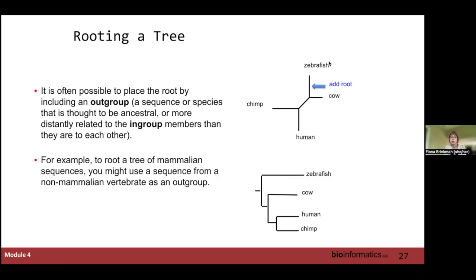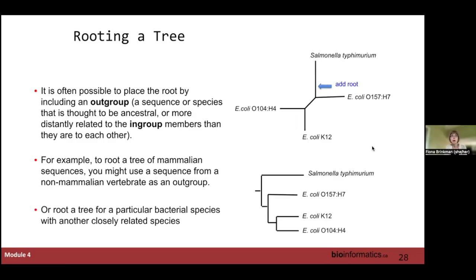So for example, you can take this tree that's unrooted, where you don't know the order, and say, okay, I'm going to add an outgroup, basically a species that we're pretty sure is ancestral to everything else. For example, if you're looking at some mammals, you might use a sequence from a non-mammal vertebrate like a zebrafish as an outgroup. You know that zebrafish diverged before these mammals, so you root it, put that at the base of the tree, and draw the rest of the tree from that. And you can see here that zebrafish diverged, then cow diverged, and human and chimp are more similar to each other, not surprisingly.